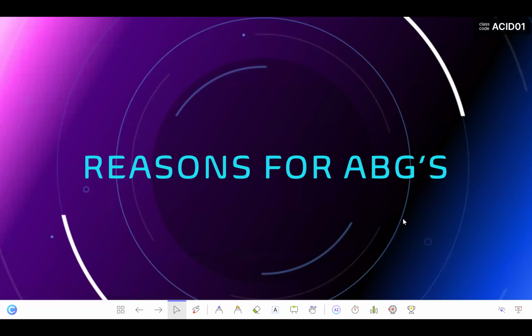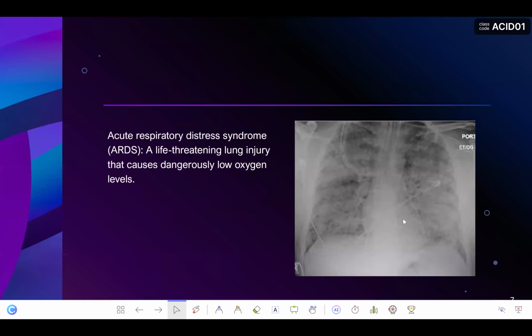Here are a few different reasons that a provider may order arterial blood gases. This isn't all inclusive. There are tons of different reasons why a provider may order ABGs, but this will get you thinking about some of the reasons why an ABG is being pulled. You can have something known as acute respiratory distress syndrome, also known as ARDS, which is a life-threatening lung injury that causes dangerously low oxygen levels.